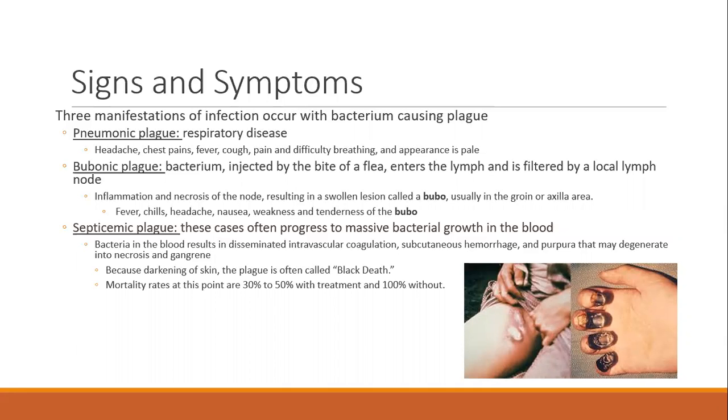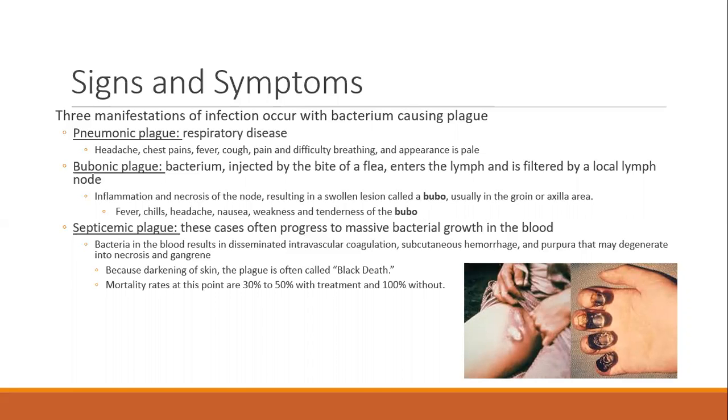Septicemic plague: these cases often progress to massive bacterial growth in the blood. Bacteria in the blood resulted in disseminated intravascular coagulation, subcutaneous hemorrhage, and a purpura that may degenerate into necrosis and gangrene.